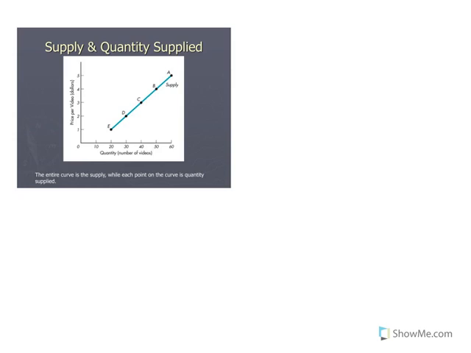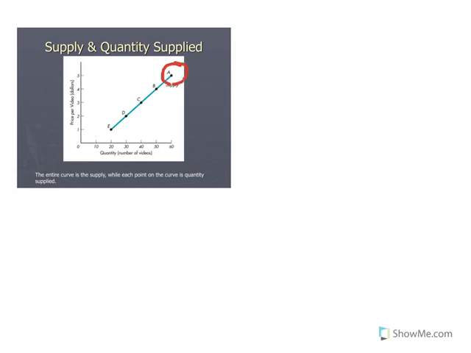Just like I explained when I was covering the demand side of the market, it's very easy to distinguish the difference between supply and quantity supplied when you are looking at it graphically. So the supply of a good or service is going to constitute the entire supply curve like we see here, going from point E to D to C to B to A, whereas if I'm referring to the quantity supplied, I'm just referring to a specific point on the curve.